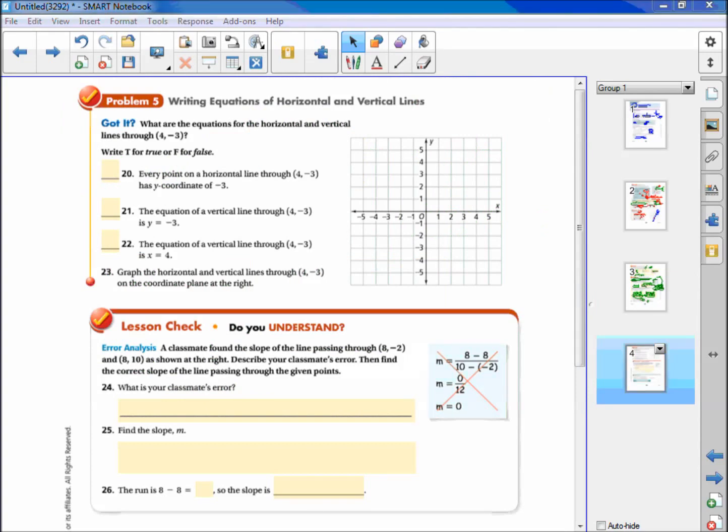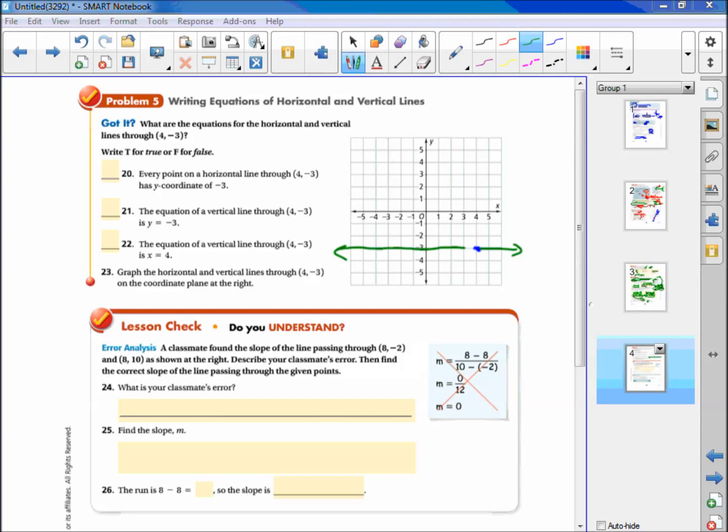All right, let's flip it over, look at our last question. Okay, so writing equations of horizontal and vertical lines. What are the equations for the horizontal and vertical lines that go through 4, -3? So first let's mark 4, -3 on our grid. It's right there, okay? So every point on a horizontal line that passes through 4, -3. Well, let's draw the horizontal line to see what we're talking about. So here's our horizontal line.